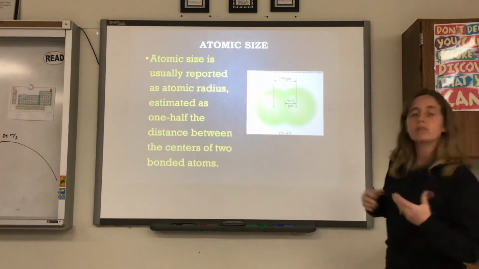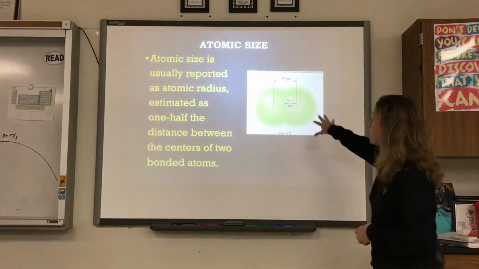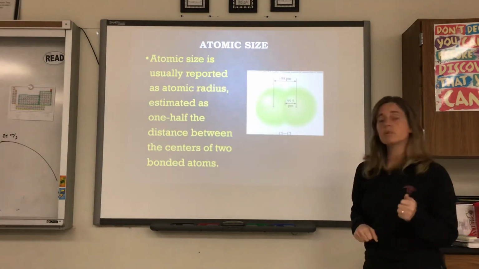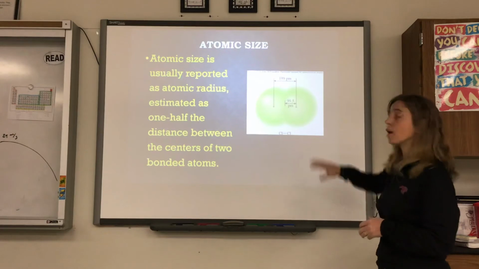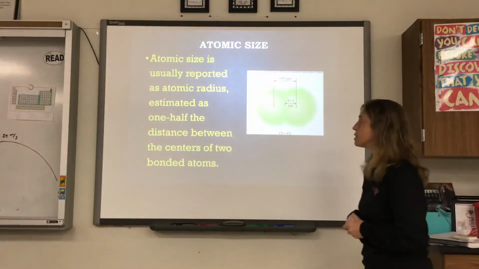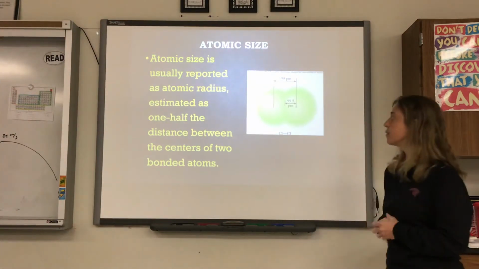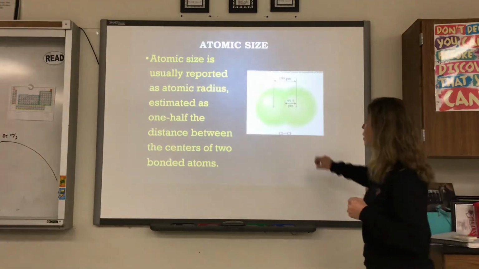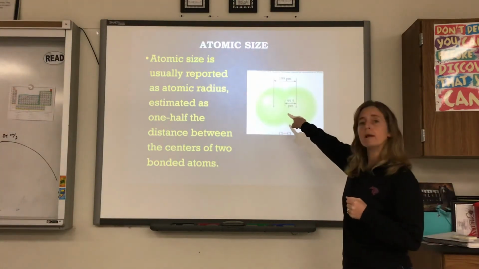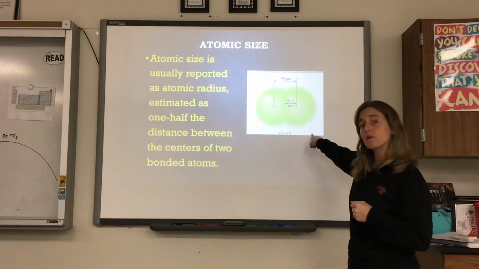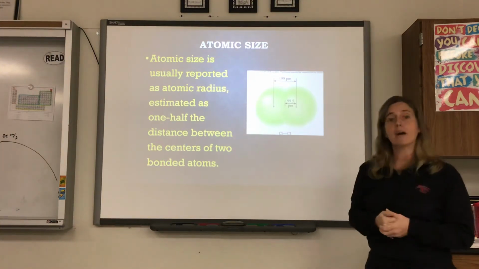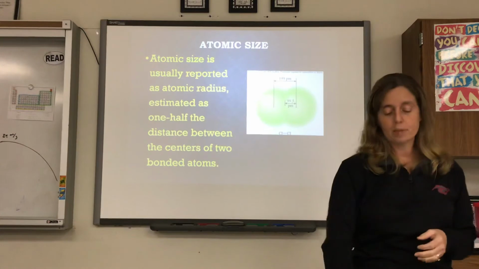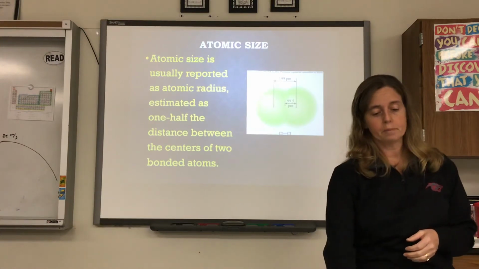Now, go to your table and look for atomic size, right? Atomic size is usually reported as atomic radius, okay? It's estimated as one half the distance between the centers of two bonded atoms, okay? So they're going to take the center of one and measure it to the center of the other, and then they're going to halve that, and that's the radius of a particular atom, okay?